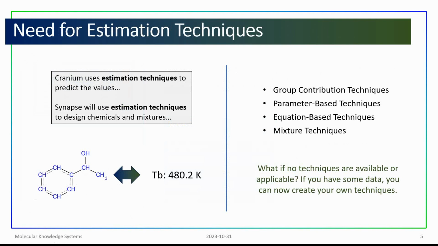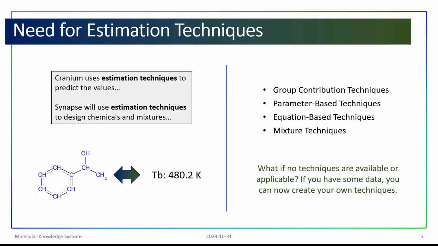Notice that each product needs physical property estimation techniques. Cranium uses estimation techniques to predict the values of physical properties. Synapse uses estimation techniques to design chemicals and mixtures. Estimation techniques are the key to relating structure to properties and properties to structure.